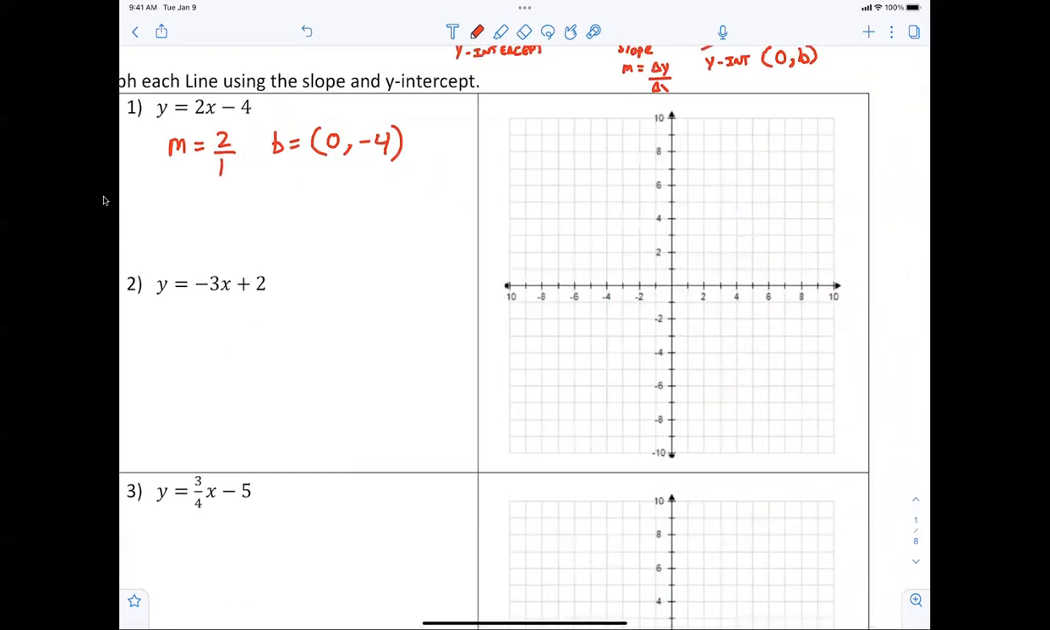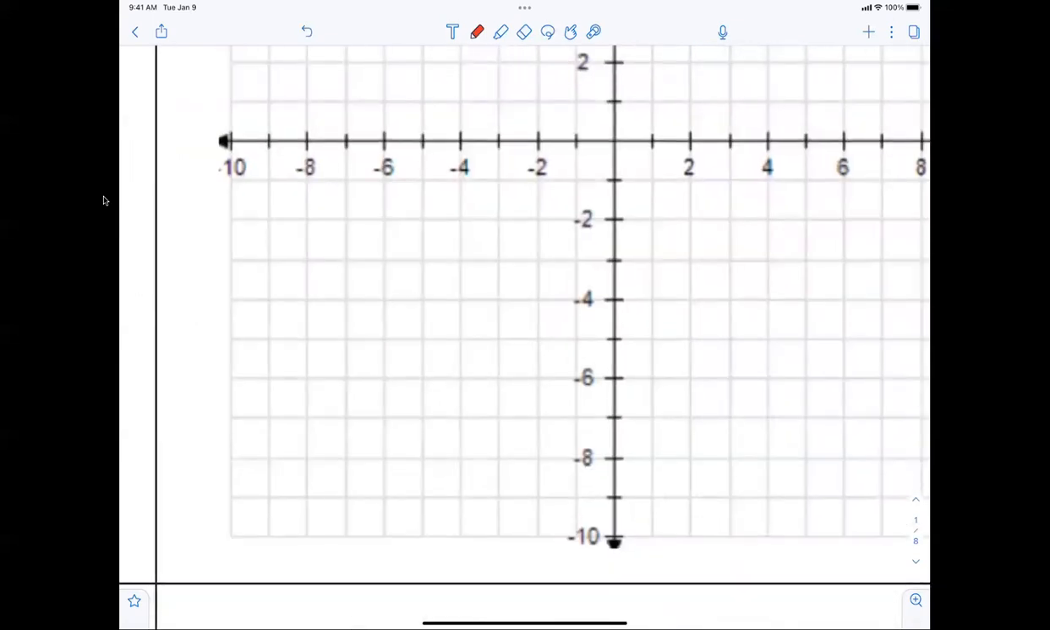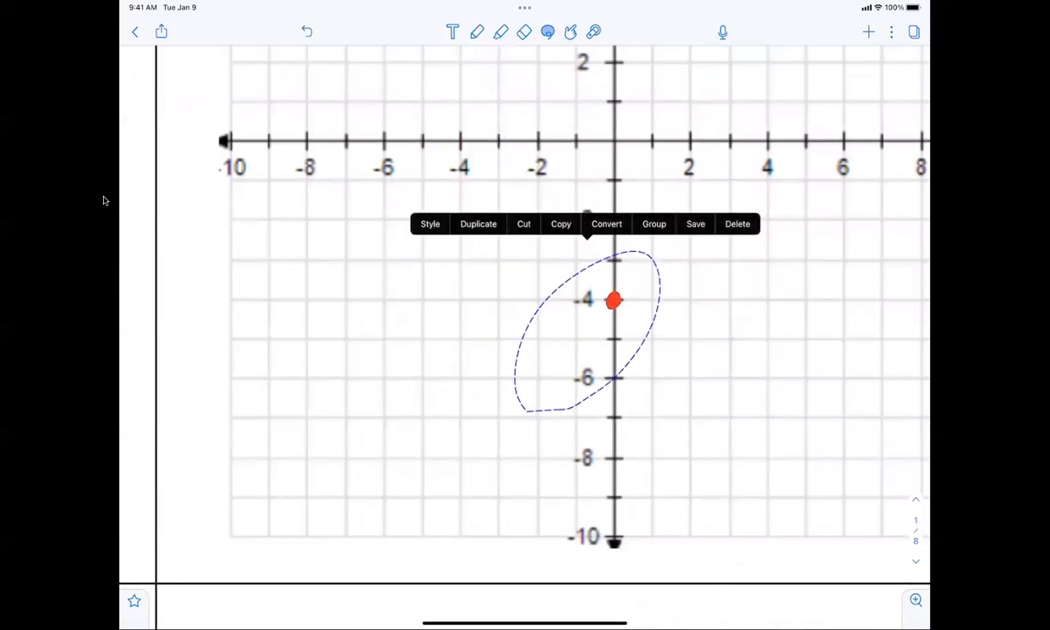So step number 1, plot the y-intercept. You can't do a slope without a point. So that should remind you, plot the point first. So I'm plotting (0, -4). Now, I know some of you plotted (0, -4) over here, but that's not where it goes. (0, -4) is down here. Is everybody happy with that?